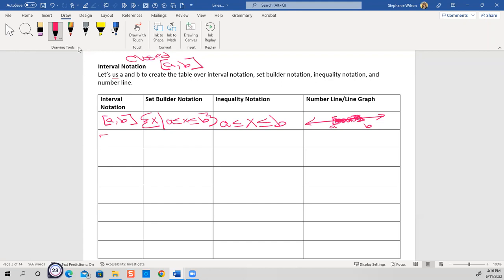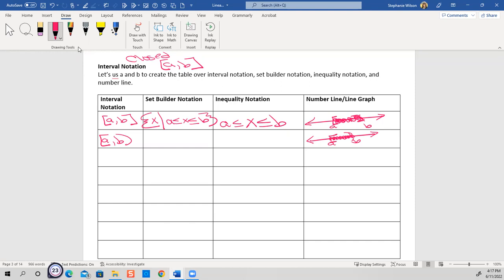What if I had a bracket on A and a parenthesis on B? Well, this is a closed-open interval, meaning we're closed at A and open at B. Parenthesis literally tells me it's open. How do I know that? Because when I go graph this, I would have an open circle on B, right? That means X is approaching B, but it doesn't include B, but it gets really close to it. But X does include A.